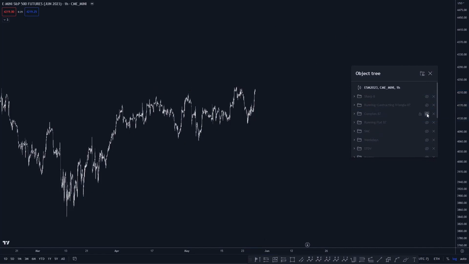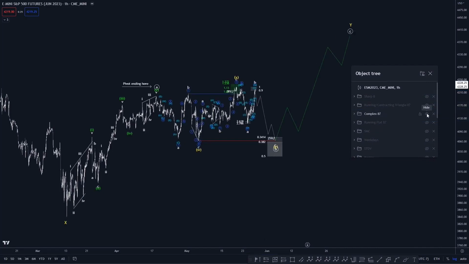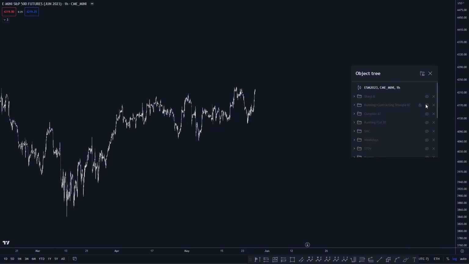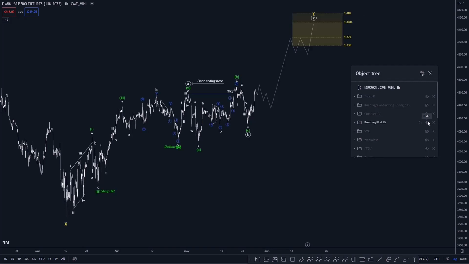So, like I said, the key takeaway is the most probable right now is the complex B, and then monitoring a potential running correction. And I can post these counts too, so it's easier to see in the Elliott wave counts after this.